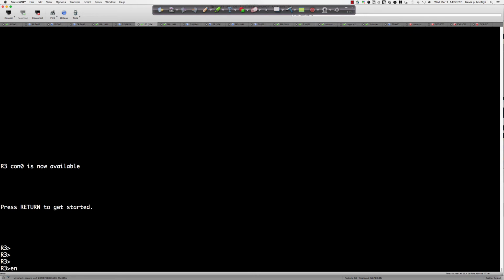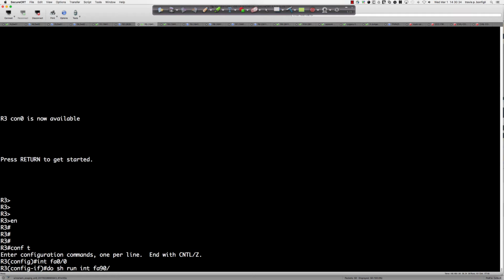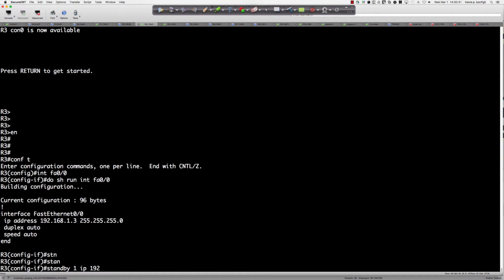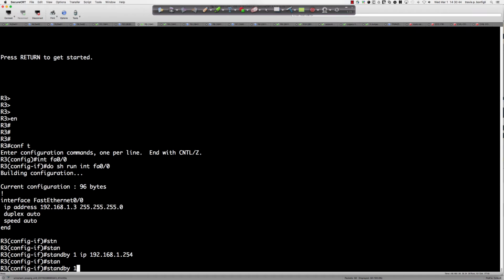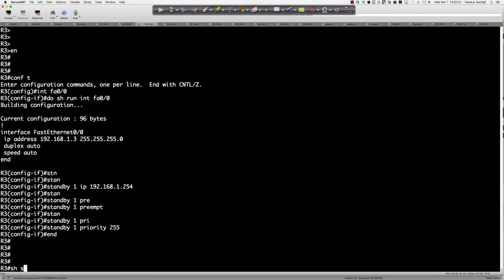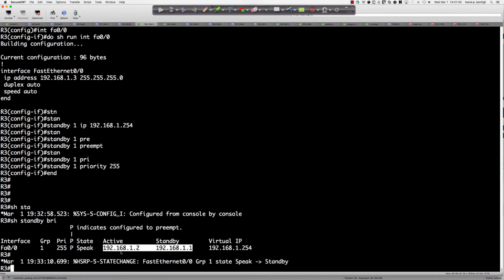Remember, initially, the election has already taken place. So when I go into interface FastEthernet 0/0 and say standby 1 IP 192.168.1.254, standby 1 preempt, standby 1 priority 255, and then say show standby brief, we'll take a look. This is the scenario right now: router 1 is the standby, and router 2, because it elected itself as the primary and has a higher IP address, is the active router. But take a look at what just happened here.